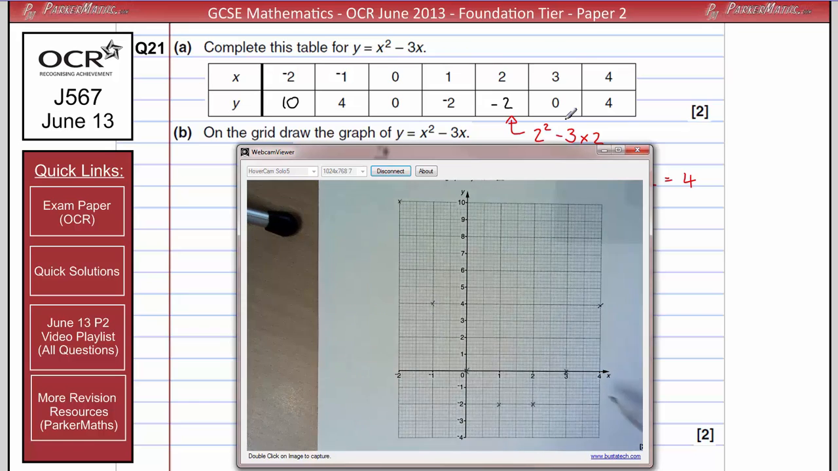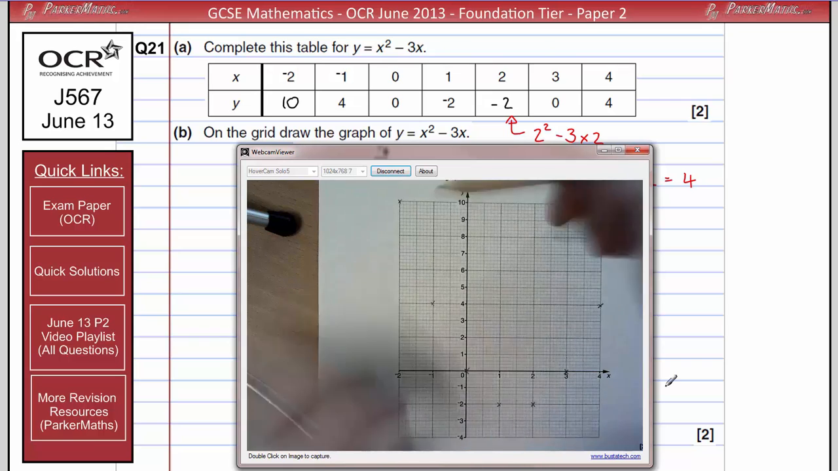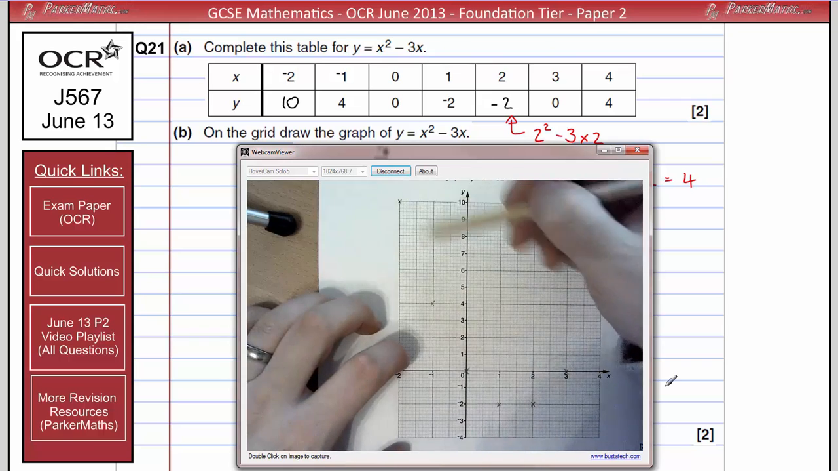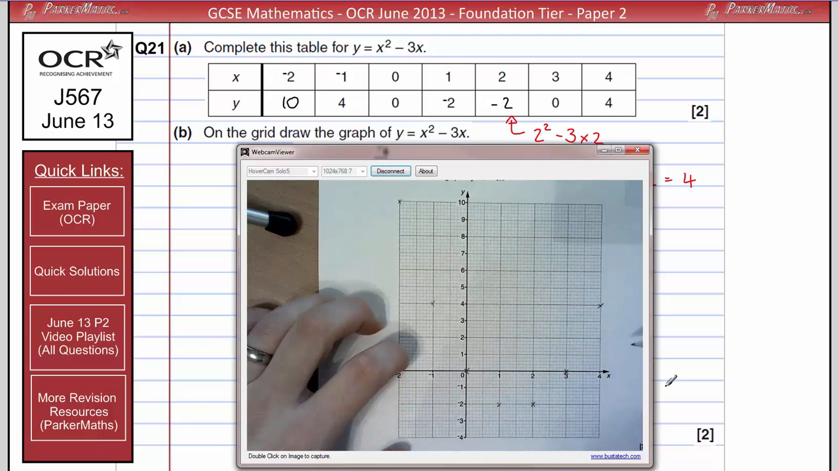Key thing to notice, and this is true for any quadratic graph that we draw, that's something with a power of x squared up here, our curve will be symmetrical. So our curve has to go through every single point, and it's not just a line joining them up, it's smooth.